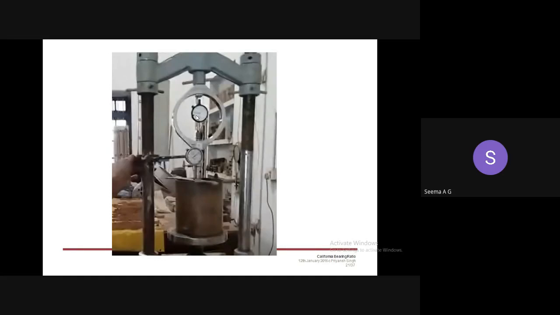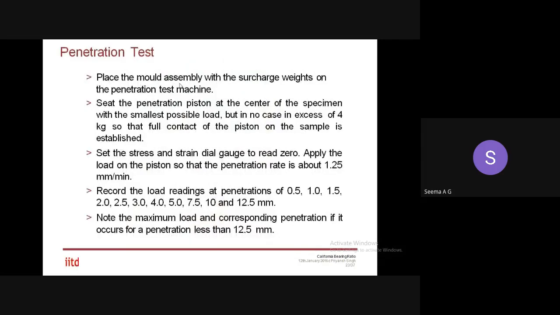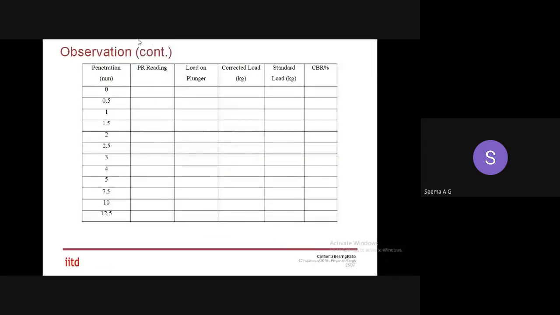Then the soil sample is taken out, and a small quantity of the sample can be kept for the determination of water content, if necessary. Now we are getting values like this for specific penetration values, starting from 0 up to 12.5 mm. If the sample fails before that, you can stop in between. For each penetration value, you take the proving ring reading.